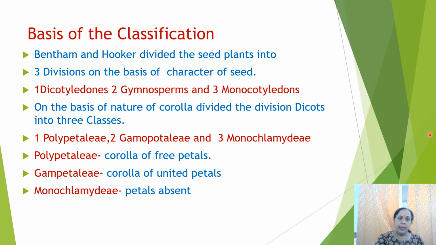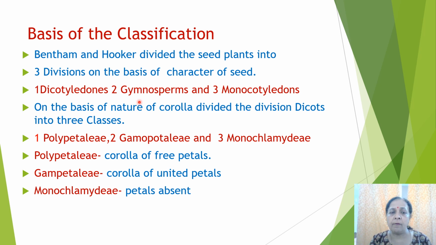Now, basis of the classification. What points are taken by Bentham and Hooker to classify the seed plants? First of all, Bentham and Hooker divided the seed plants into 3 divisions on the basis of the character of seed. First is dicotyledons: seeds which consist of 2 cotyledons. Gymnosperms, where naked seeds are present. And the third is monocotyledons, the seeds with a single cotyledon.